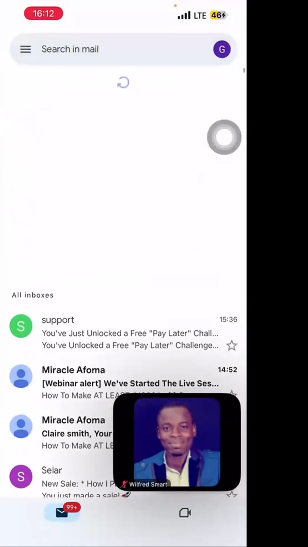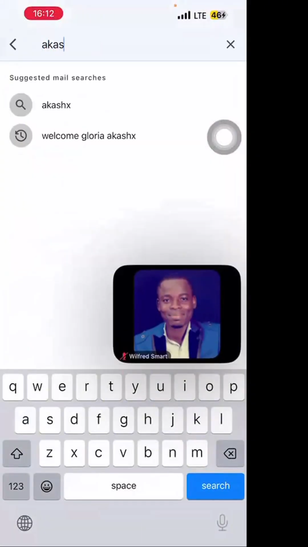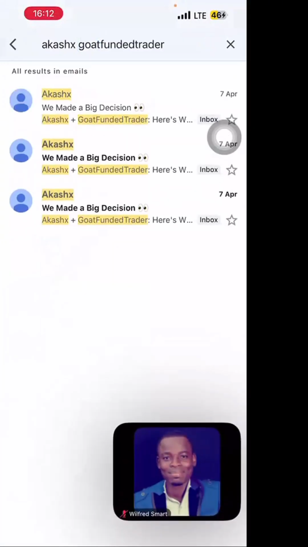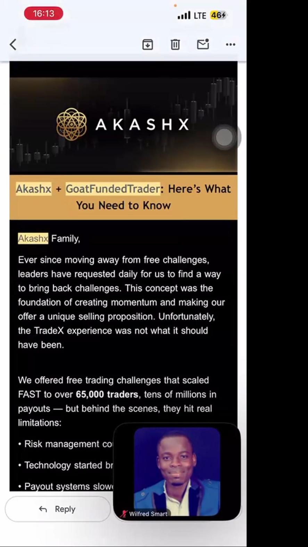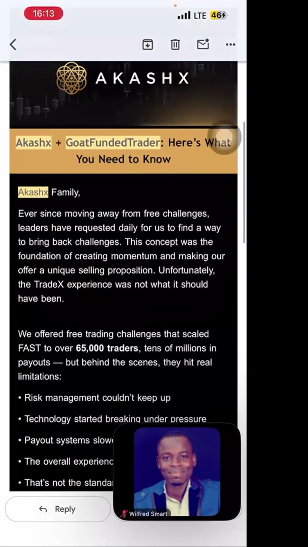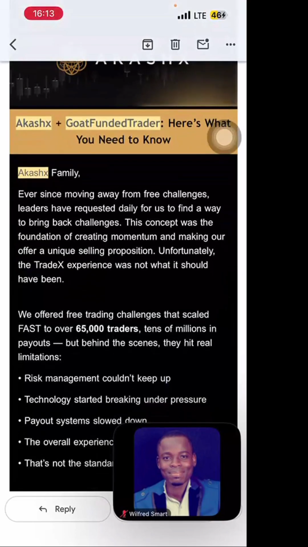So let me just take you guys to see Akashx and GoatFunded. You can see this decision by Akashx and GoatFunded. Hi, Akashx family. We partnered with GoatFunded. You can see the Akashx family will have moved away from giving free accounts, right? So they want to bring back the 100K challenge account.